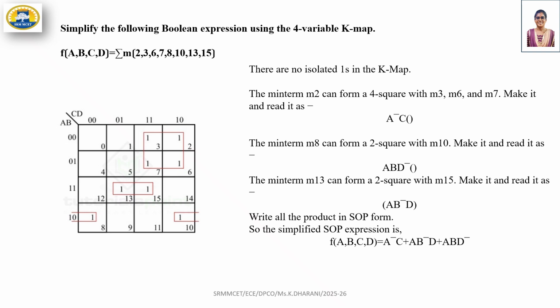For f of a, b, c, d is equal to, the first term we have mentioned a bar c plus a b b d bar plus a b bar d. Okay, I have mentioned everything in a single loop. Okay, I hope this question is clear to you.